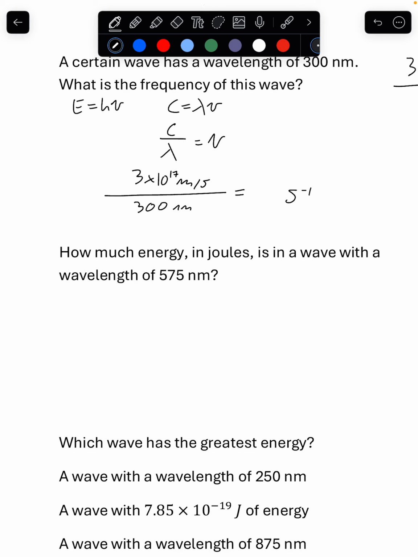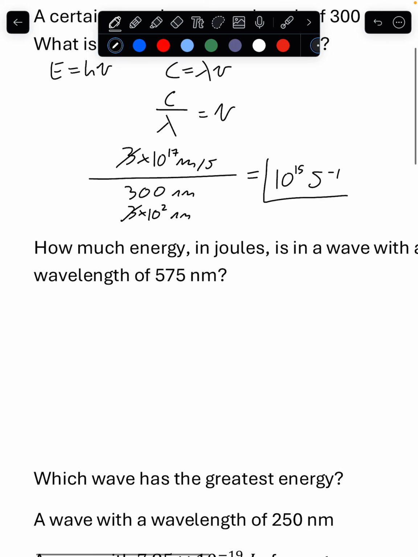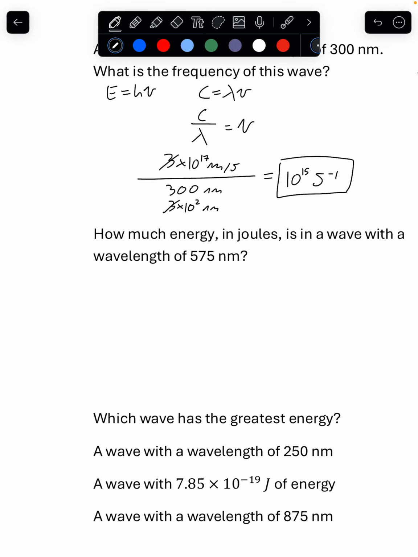You can type this into your calculator, or if you're taking the DAT or the MCAT, an exam where you don't get a calculator for questions like this, you can see that this is 3 times 10 to the 2 nanometers. Just like when we multiplied and we added the exponents together, when you divide, you subtract the exponents. So that 3 divides out, and 10 to the 17 divided by 10 to the 2 is 10 to the 15 hertz, which would be the frequency for this wave here.